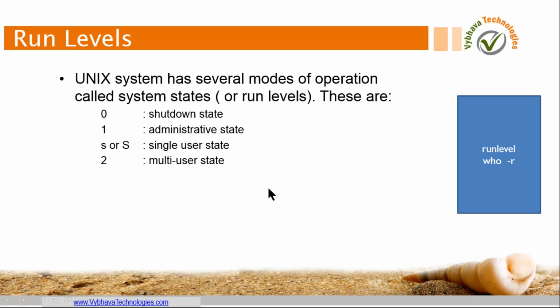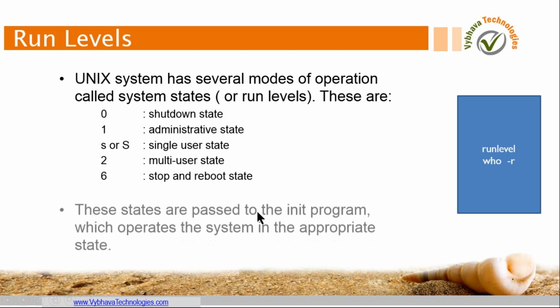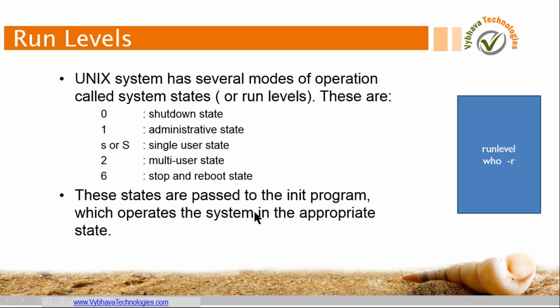Multi-user state, where we are in. Multiple users can be connected, and this will be available state for us. Then you are going to have the stop and reboot, where we can use init 6 for the reboot state. So these are the important states which we deal with. Other things we can just ignore.